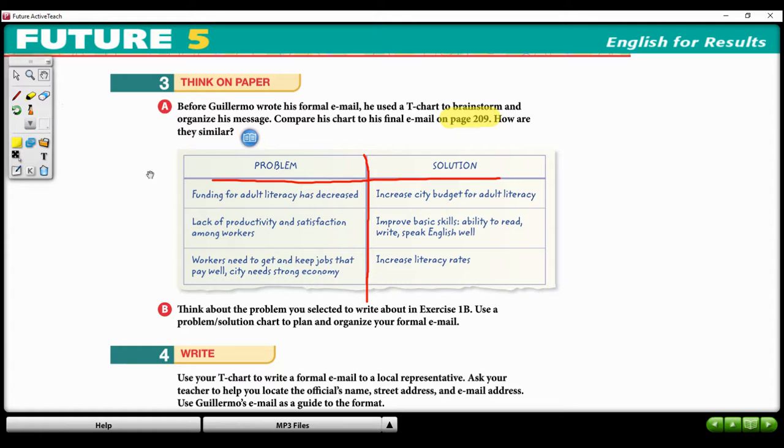Okay, so as we read this email, you'll see that the problem they're addressing is funding for adult literacy has decreased. There's a lack of productivity and satisfaction among workers, and workers need to get and keep jobs that pay well. And then you'll see those solutions. Okay.